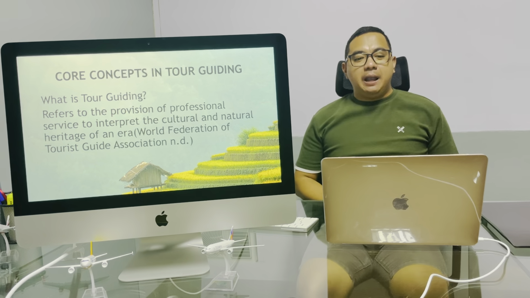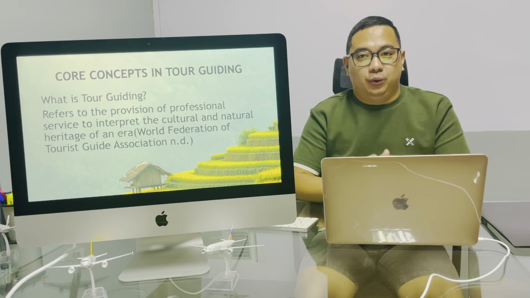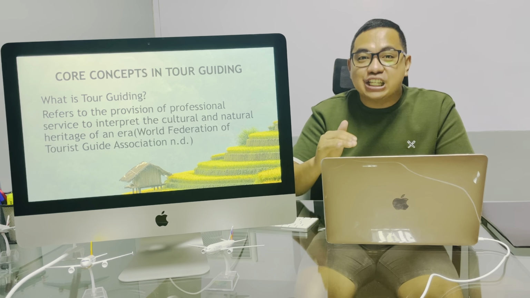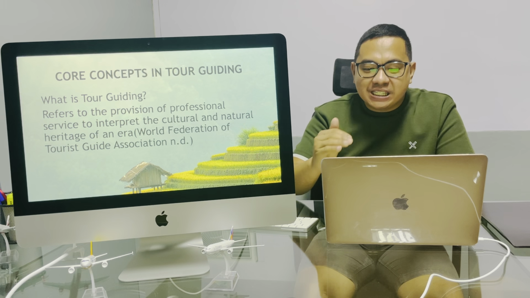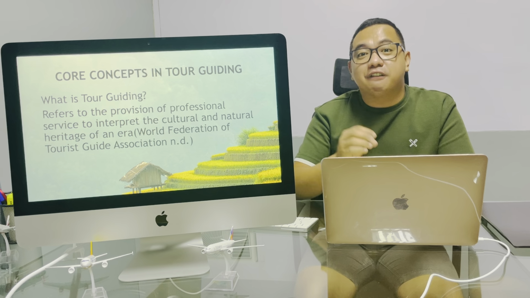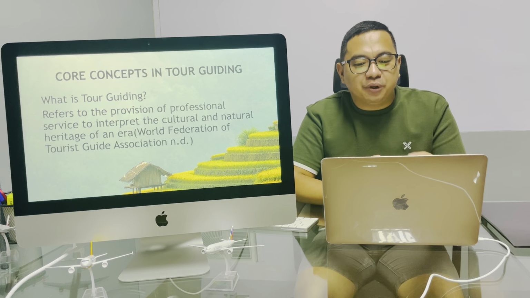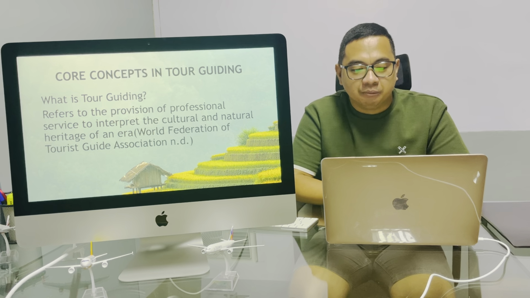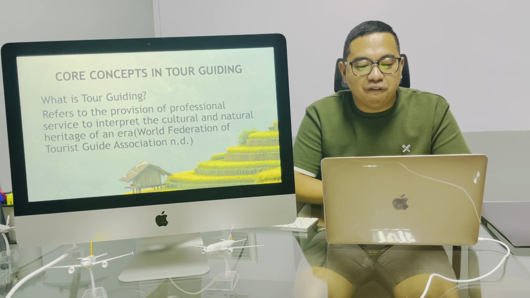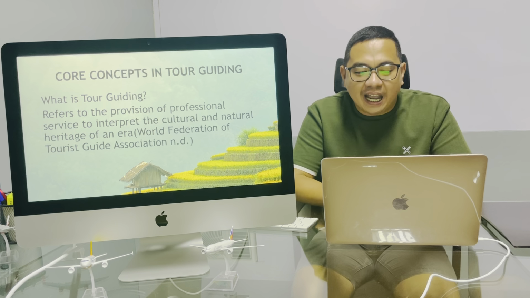So what is tour guiding? Tour guiding refers to the provision of professional, take note, professional. Hindi tanan nga tour guide has proper training. So when we say professional, they receive an actual proper training from certain government agencies or entity. So it refers to the provision of professional service to interpret the cultural and natural heritage of an area as defined by the World Federation of Tourist Guide Association.